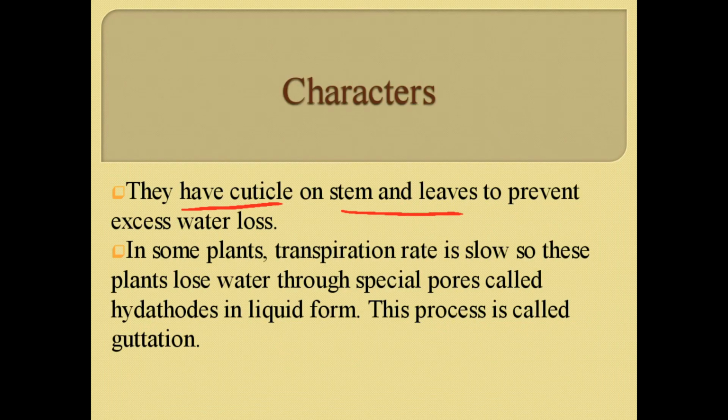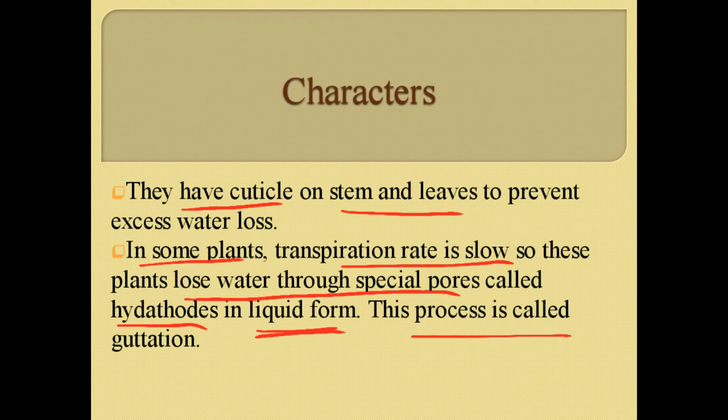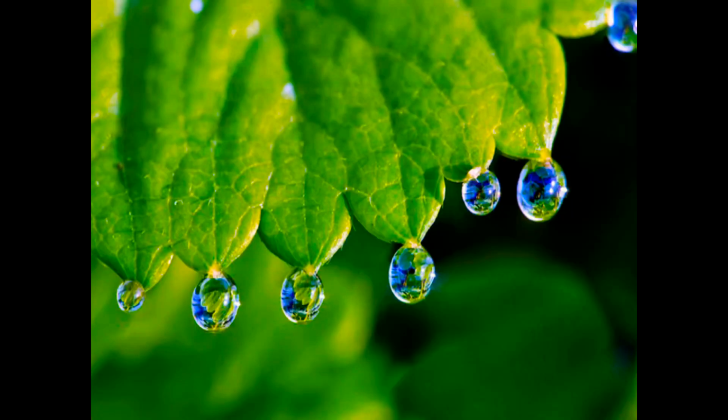So here is a text: in some plants the transpiration rate is slow, so these plants lose water through special pores in liquid form, and this process is called guttation. In this figure there is the phenomenon of guttation, in which the plant loses excess water in liquid form through special pores.